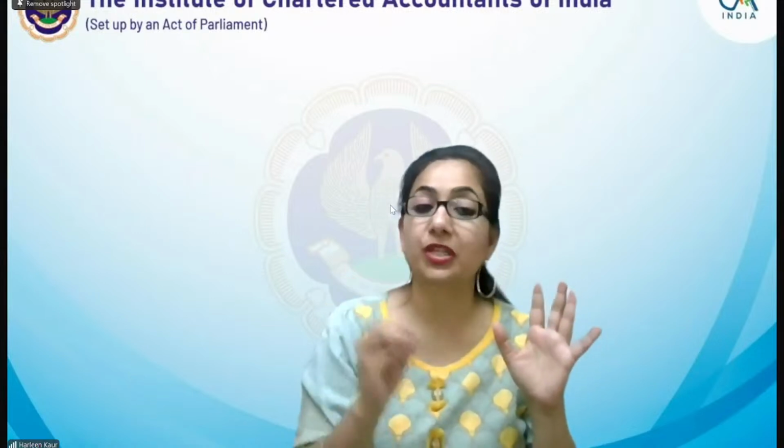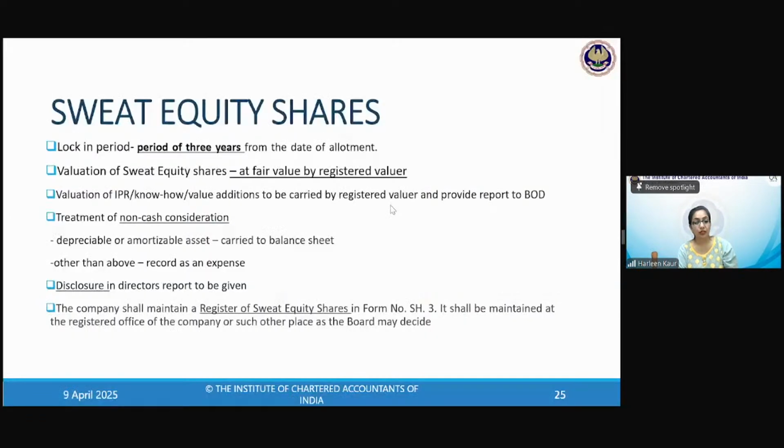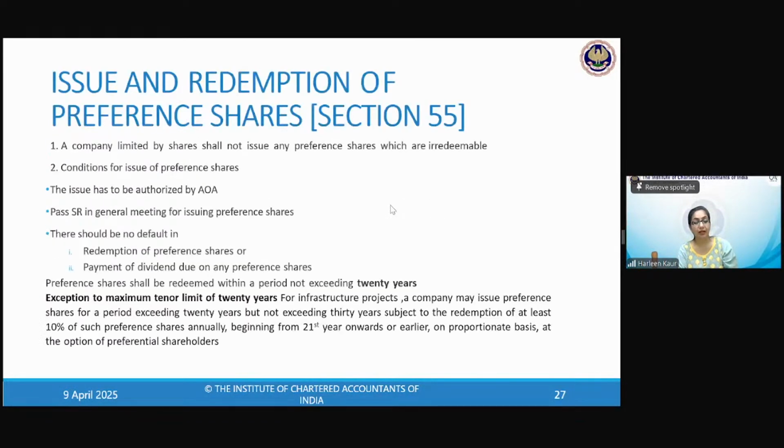Now we are going to proceed on a very interesting topic, that is section 55, that is issue and redemption of preference shares. And we have also revised certain questions related to the same. So that's great. Sweat equity shares, everybody's clear. We have done, we have revised also. Now, what are the preference shares? You all know. Do you remember the category of preference shares, children? You must have done this thing in accounts also.